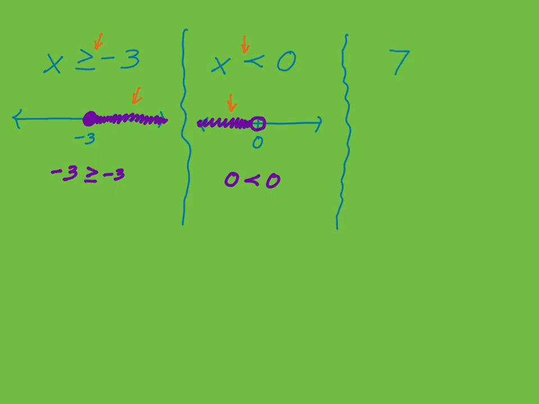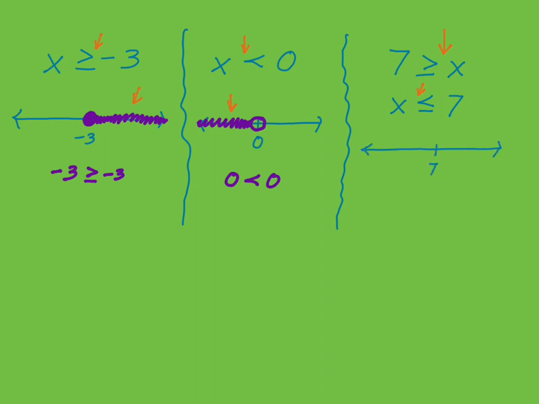Here, 7 is greater than or equal to x. Now, I could graph it like this, but it's always best to turn it around so the variable is on the left side. And if I switch the side of the variable, I have to switch the inequality sign as well. See, this inequality sign was pointing at the x, and if we switch it, it still needs to be pointing at the x. Now I can graph.